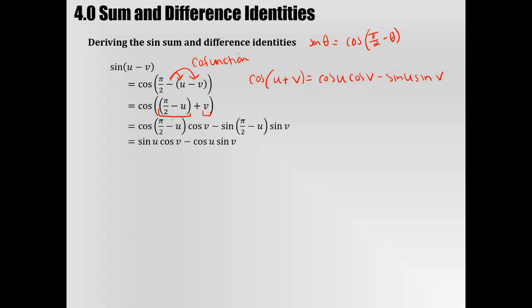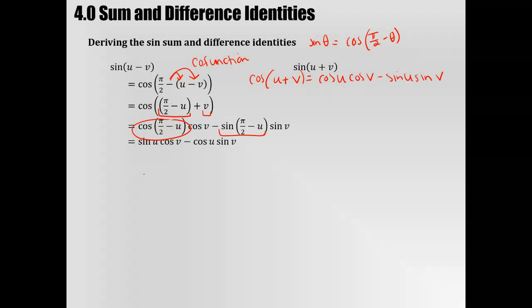Well, this right here is just sine of mu, right? This right here is just cosine of mu. So that's where we're getting this right here: sine of mu, cosine of nu, minus cosine of mu, sine of nu.